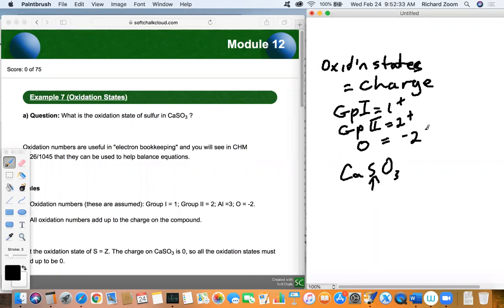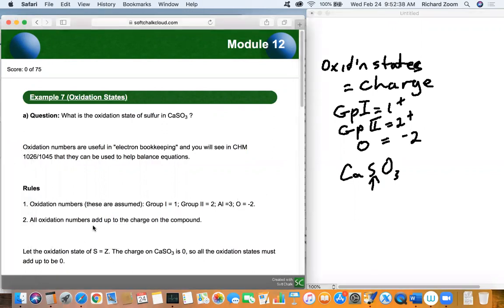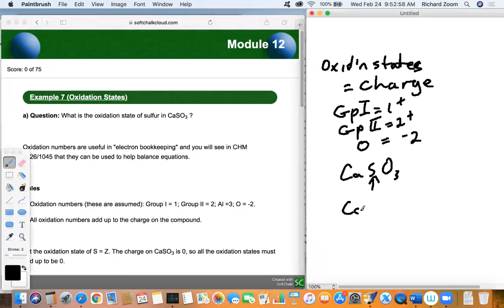So the other rule that we have here is that all the oxidation numbers add up to the charge on the compound. And when you've got CaSO3, you can see that there's no charge on it because it's completely neutral. And the reason we know there's no charge on it is because you don't see any superscripts here. I'll do an example of something that's got a charge on in a second, but in this case, the charge is 0. So it's just a little bit of algebra. So it's going to be Ca plus S plus 3 times oxygen is all going to add up to 0.